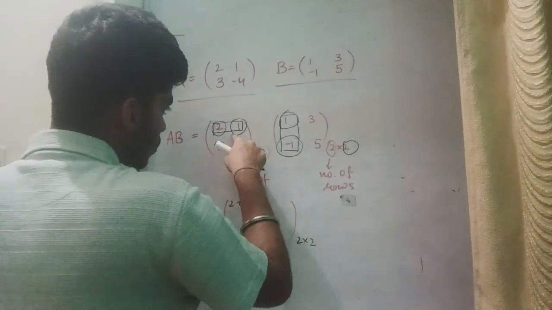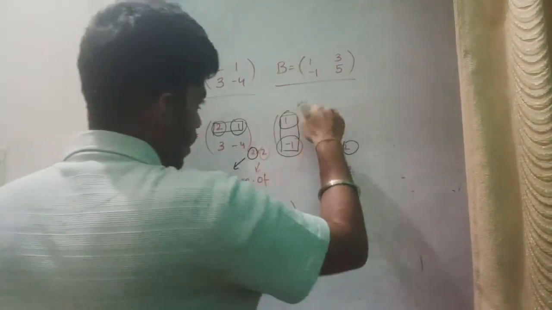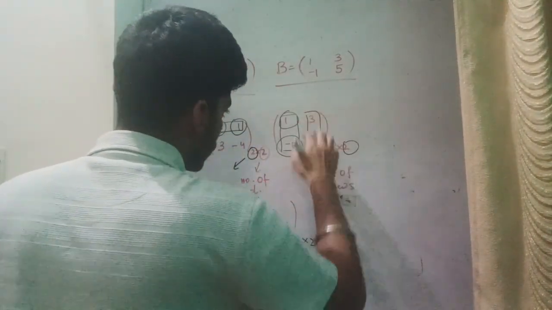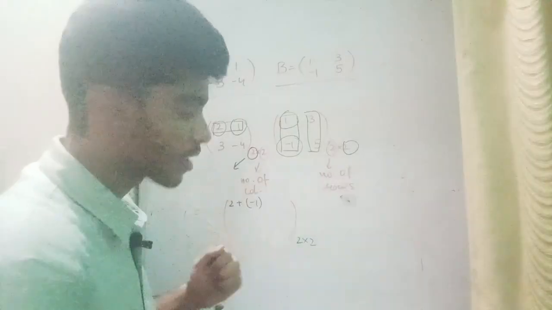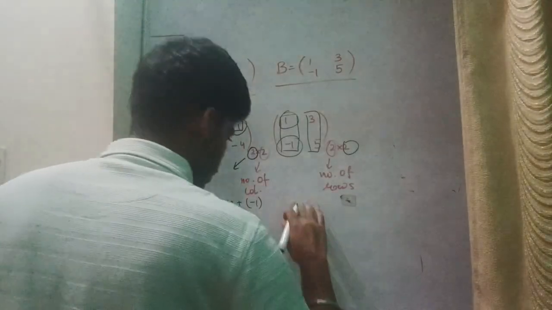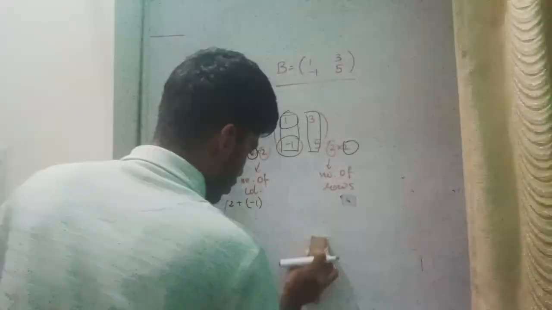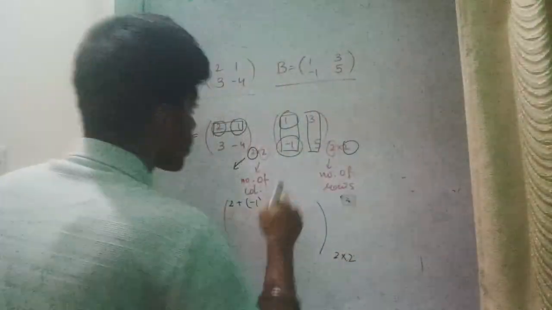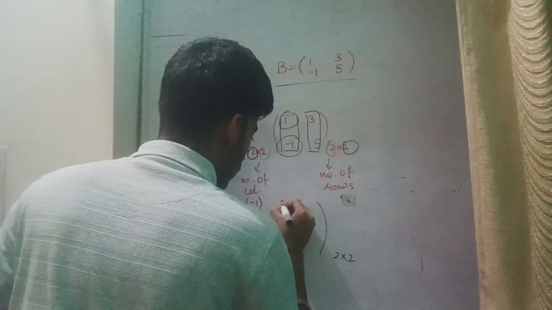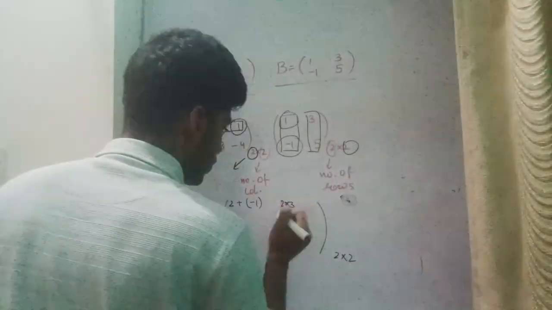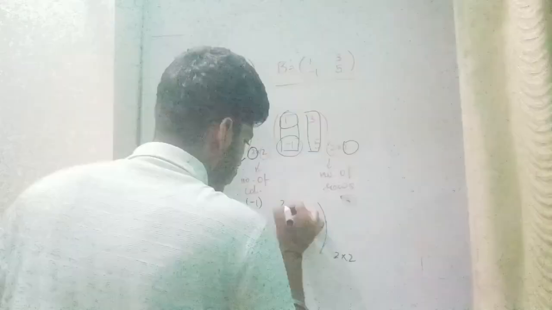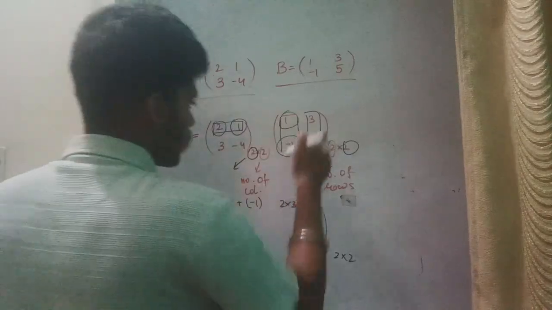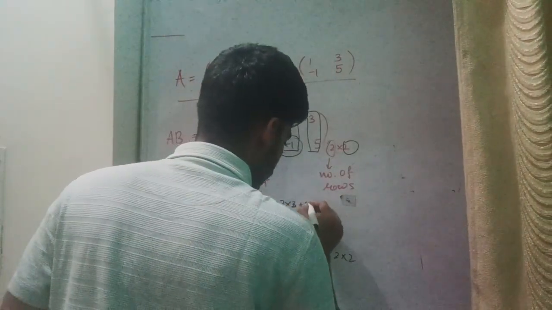Similarly, I take the first row of the first matrix and now the second column of the second matrix and do the same thing again. Let me give myself a little space to write this. So now 2 times 3, and 1 times 5.